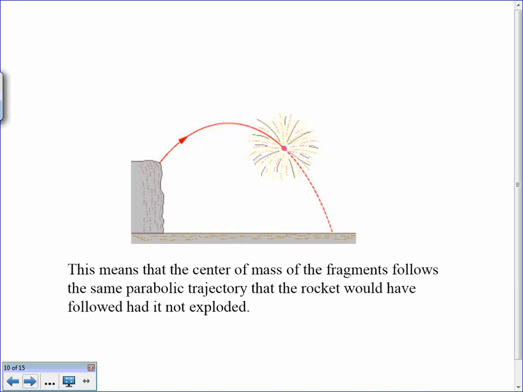One of the things that this means is if you have something that's moving and it explodes, the center of mass of the fragments, if all you had was an internal force causing this to explode, the center of mass of the fragments would follow the same parabolic trajectory that the original rocket would have followed if it had not exploded.